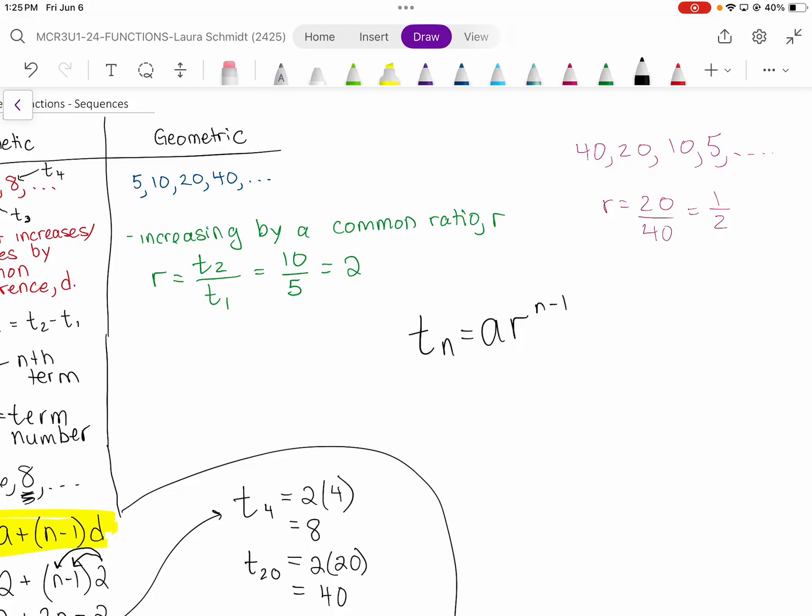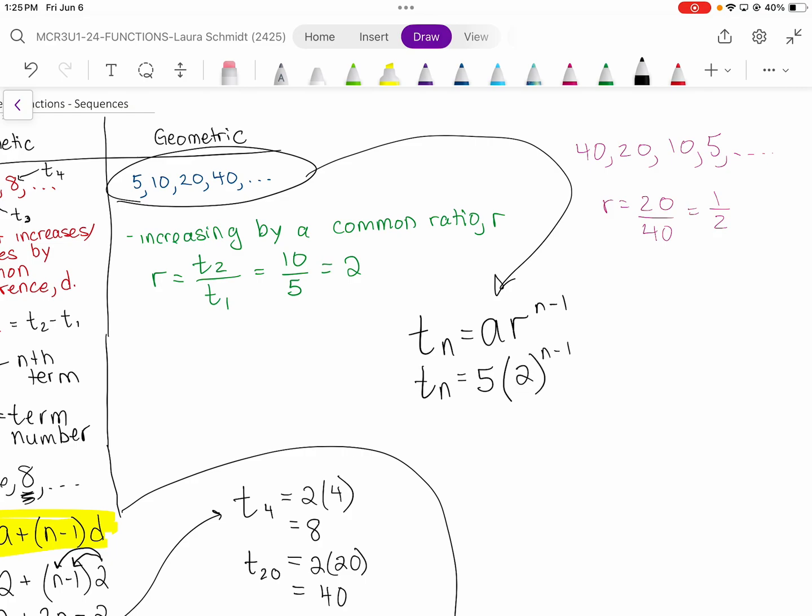Okay. Should we make our formula? T subscript n equals, what's A? A would be, let's use this one. Would A just be 5? Yeah, 5. What's R? 2. To the n minus 1. Look, this one's even better. You don't even have to simplify it. It's already done. But whatever you do, don't multiply the 5 by the 2.